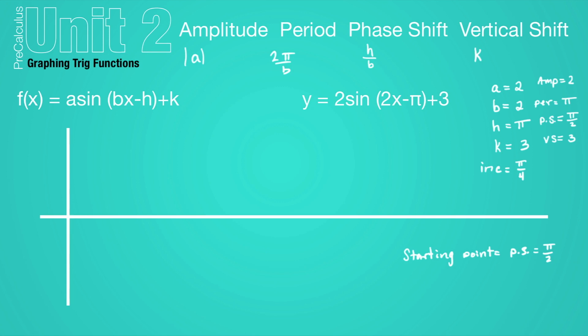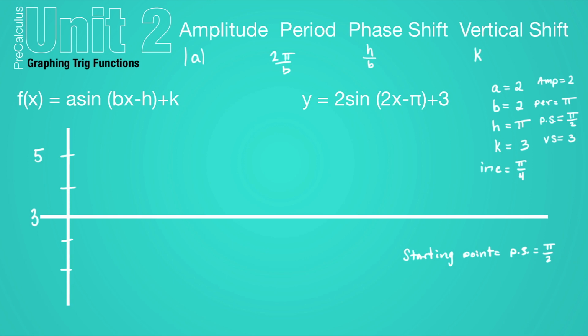One thing I'm going to do is write out my starting point, and for sine and cosine, that starting point is going to be my phase shift. That's going to be the place I'm going to start. Sometimes it'll be on the positive side, sometimes it'll be on the negative side, and I'll just have to take that one at a time and work with it. Fortunately, this one is going to be on the positive side.